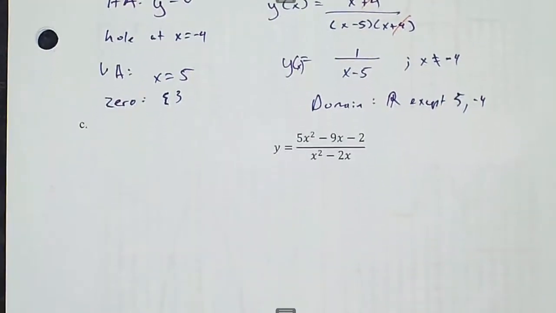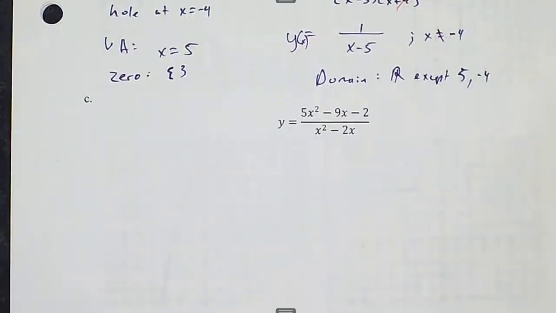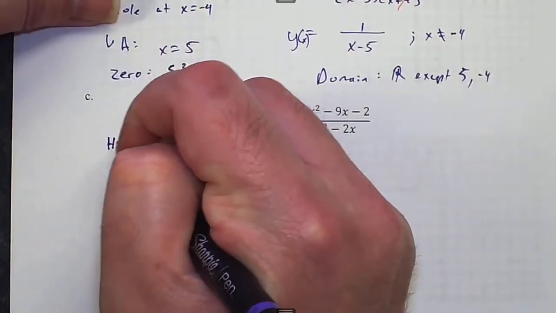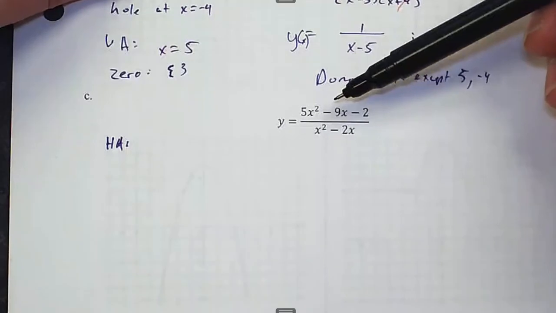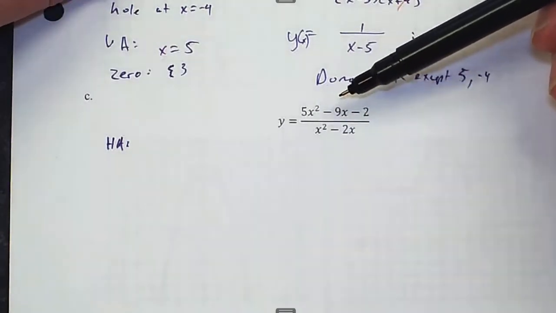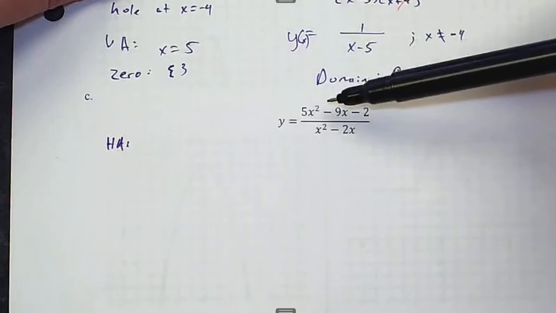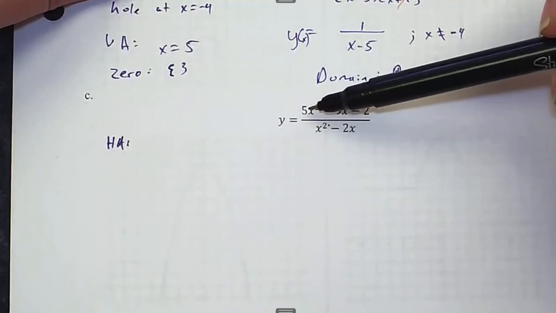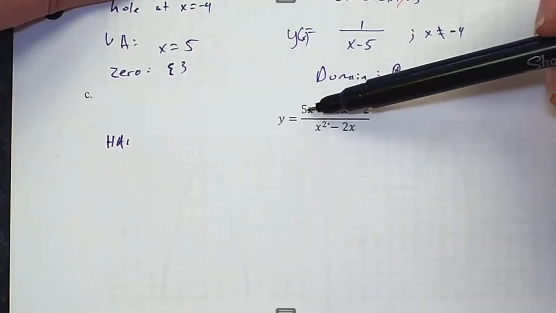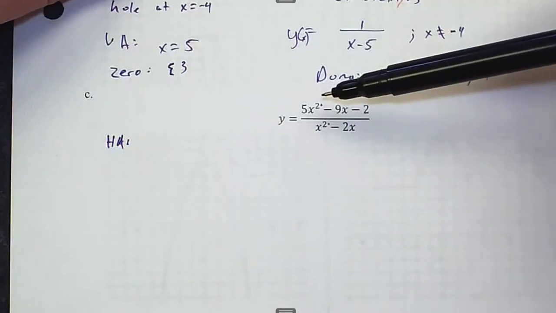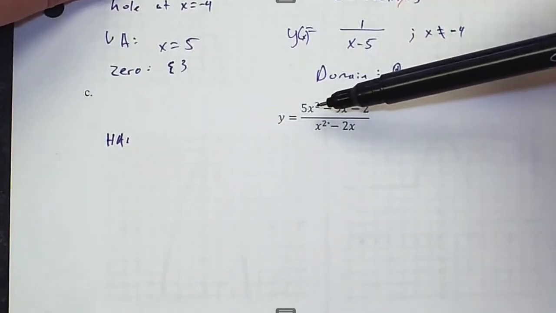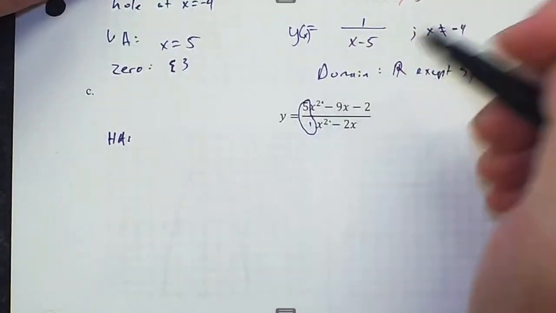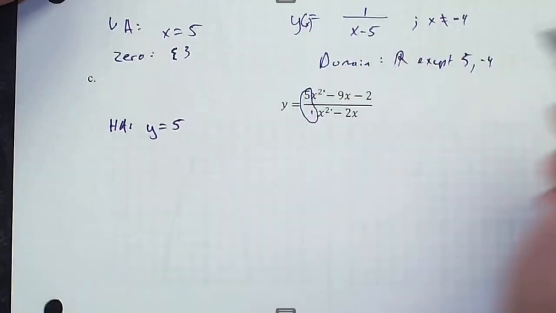All right, let's try letter C. Again, we want to get the horizontal asymptotes before we factor. Remember our rules: if the degree on top and bottom are the same, it's the ratio of the leading coefficients. The degree here is 2, and the degree here is 2, so we use the ratio of the leading coefficients, 5 over 1. The leading coefficients are the numbers multiplied by the x with the highest exponent. So I'm looking right here: 5 over 1. And remember, it has to say y equals.